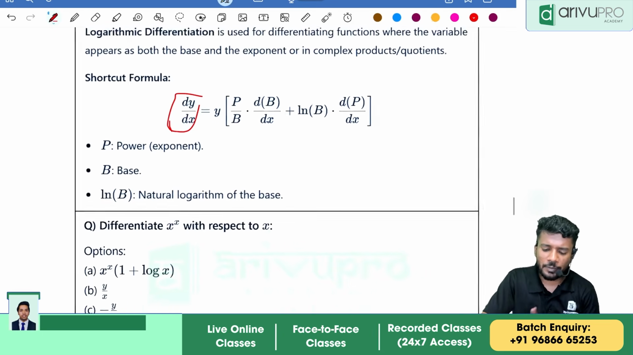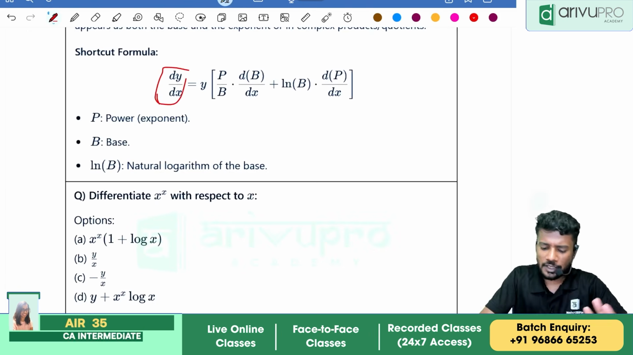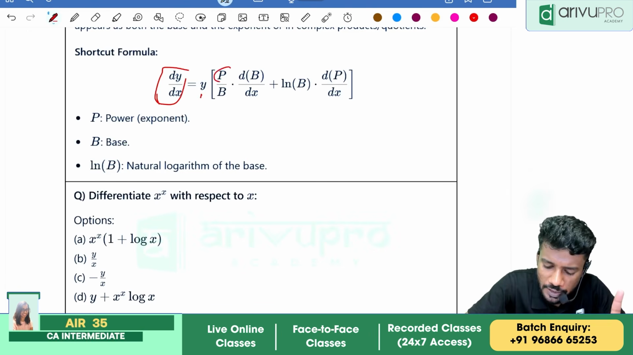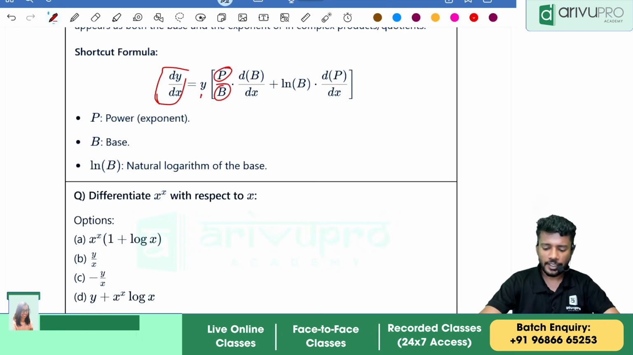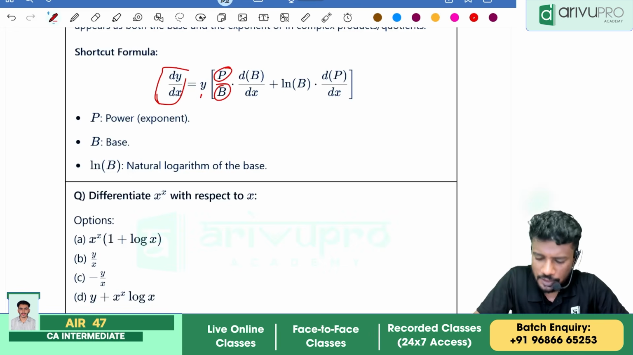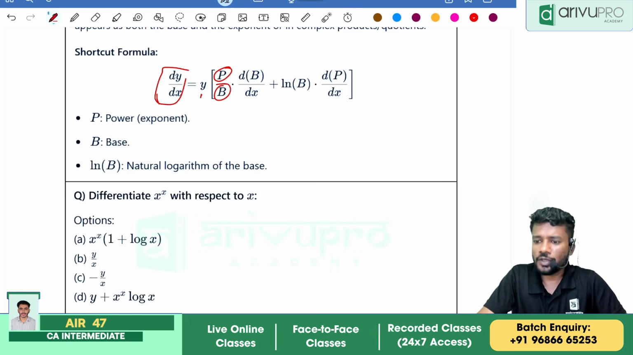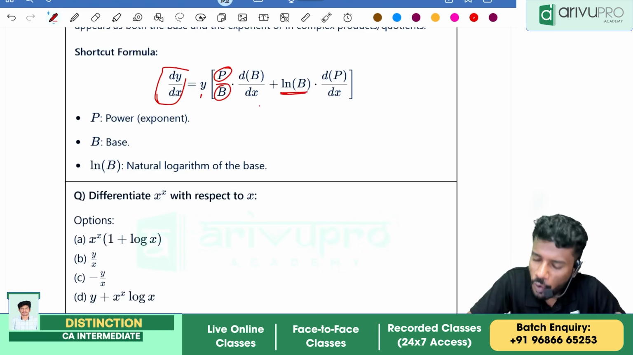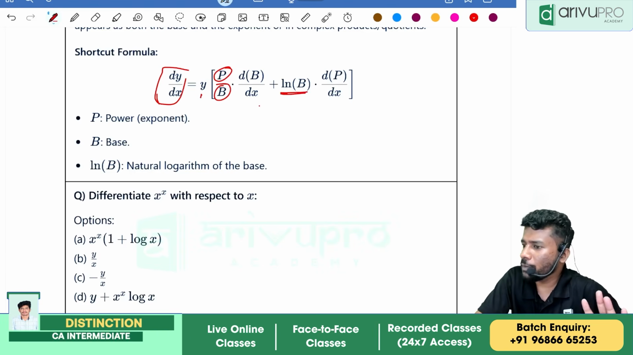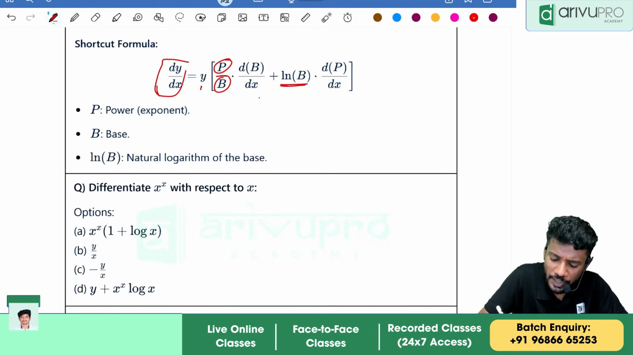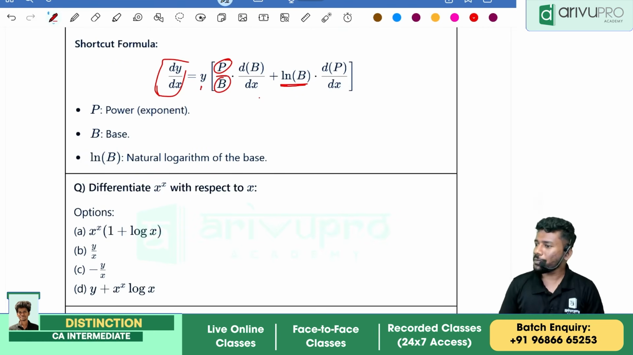So dy by dx is equal to our given function, that is y, into power divided by base. What do you mean by that? In the question, the power will be given and the base will also be there. So power by base into the derivative of the base with respect to x, plus log of base into the derivative of the power. Can I just show you with this example? Now, look here. What is the base? What is the power here? x is the base, x is the power also here. Power means index.